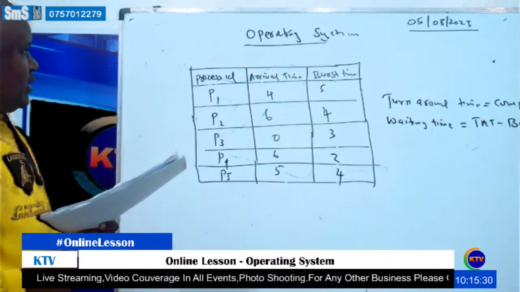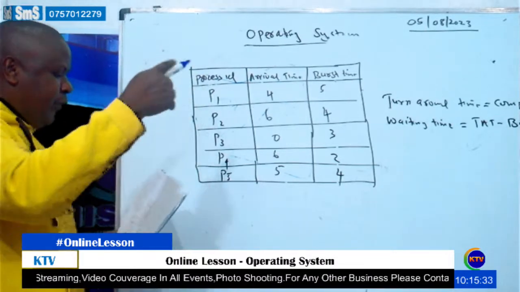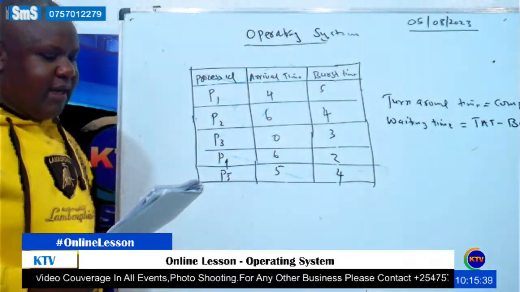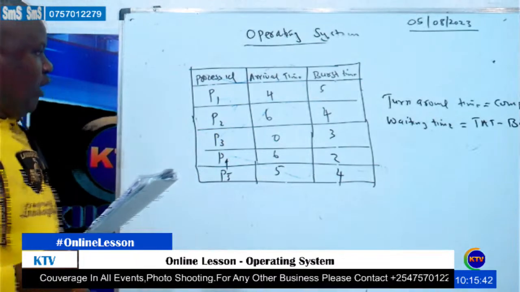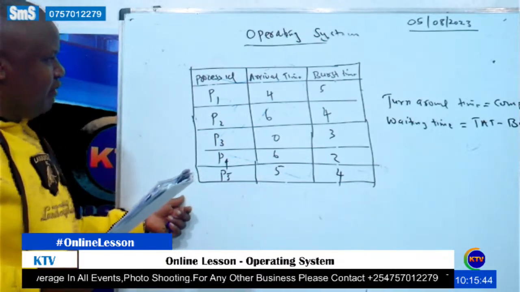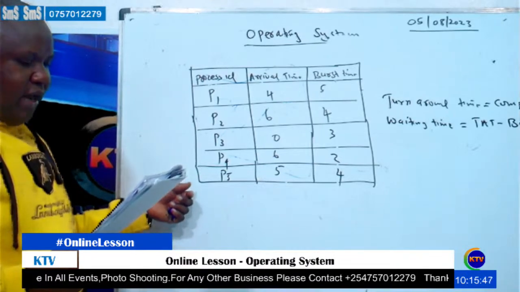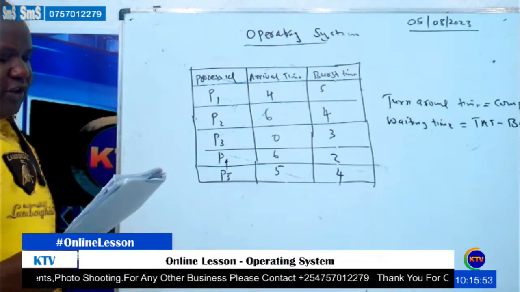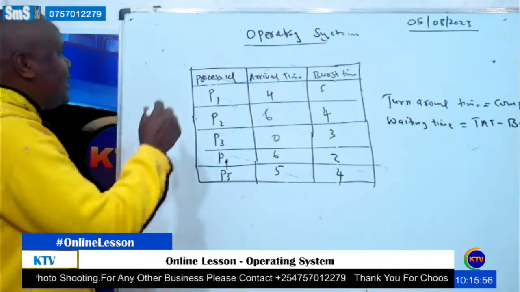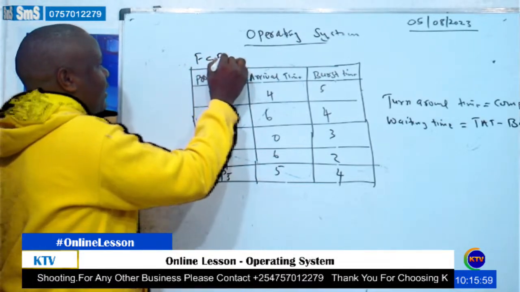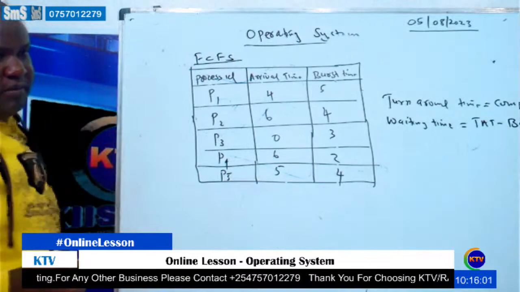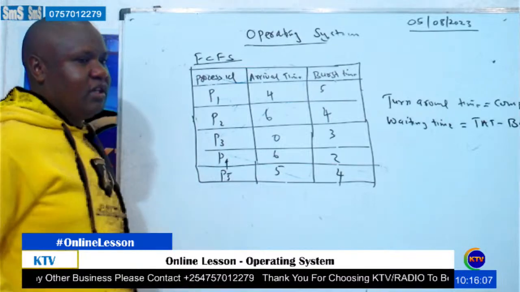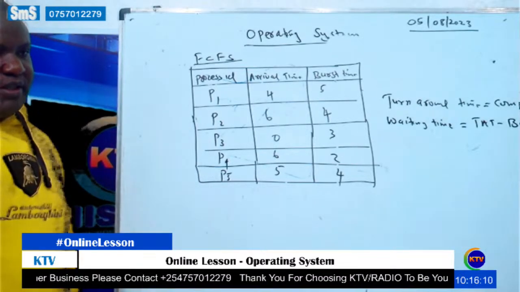the question is that we are supposed to consider a set of 5 processes whose arrival time and burst time are given in the table. Then the question is: calculate the average waiting time and the average turnaround time if first come, first serve scheduling algorithm is followed. If we are using first come, first serve scheduling algorithm, calculate the waiting time and the turnaround time for these 5 processes. How can we do this?